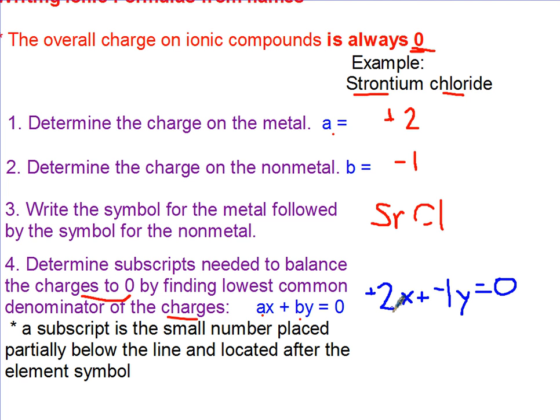So in order for 2x plus -1y to equal 0, I have to have Sr with one of those. So x has to equal 1, and y has to equal 2. And that gives me the lowest common denominator of 2. 2 times 1 plus -1 times 2 equals 0. So my final formula will be SrCl2.